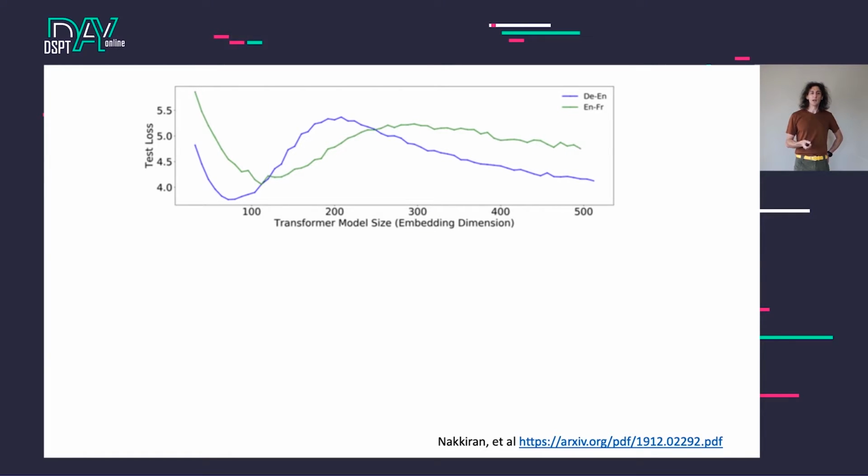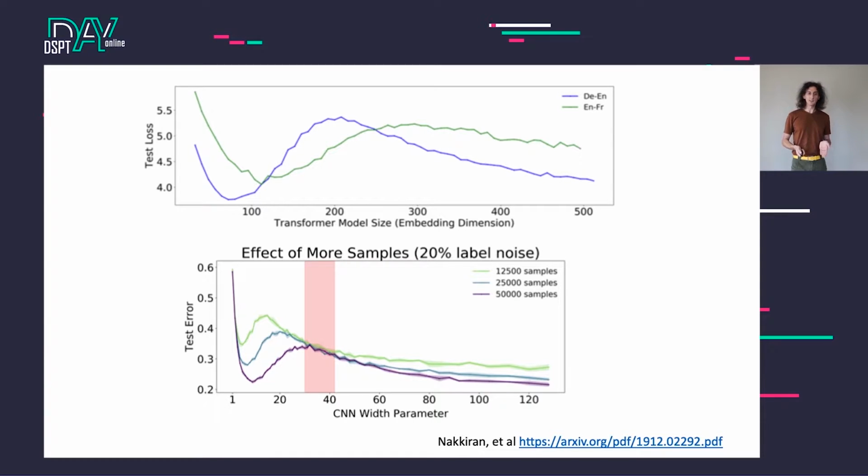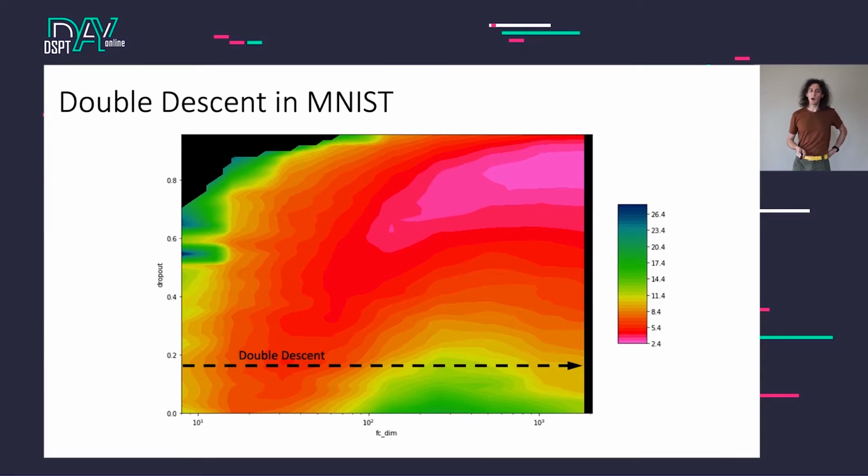In language models, we see that as you increase the embedding dimension on a transformer, the error goes down, and then it goes up, and then it goes down again. Or if you look at CNNs, as you change the width parameter, you see the same thing. It goes down, it goes up, and then it goes down again. And there it is in our MNIST test. You see, as you go along horizontally at a fixed low dropout rate, the error goes down, and then it goes up, and then it goes down again. And you can see this in multiple ways.